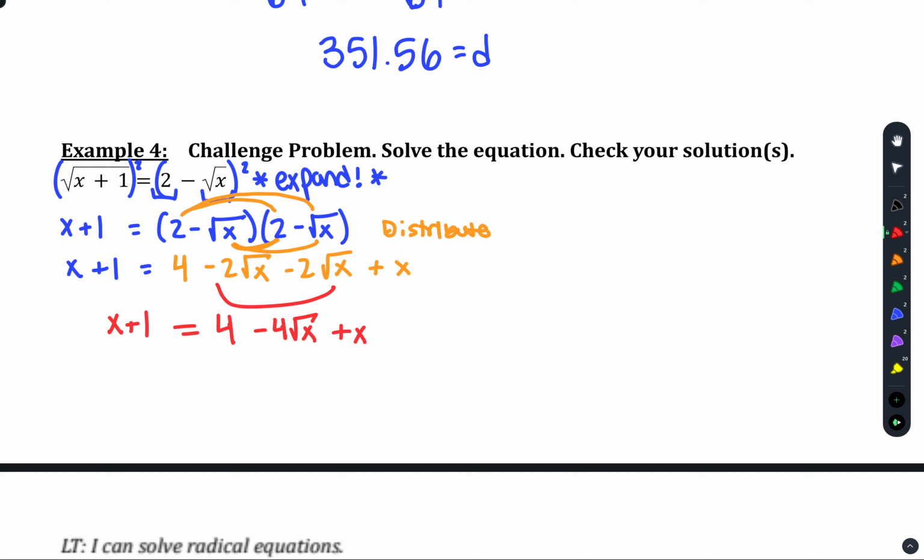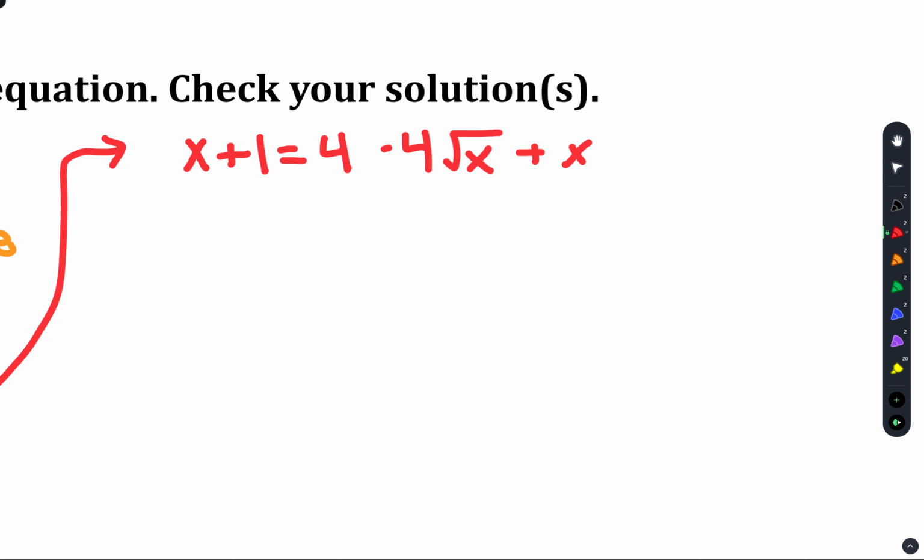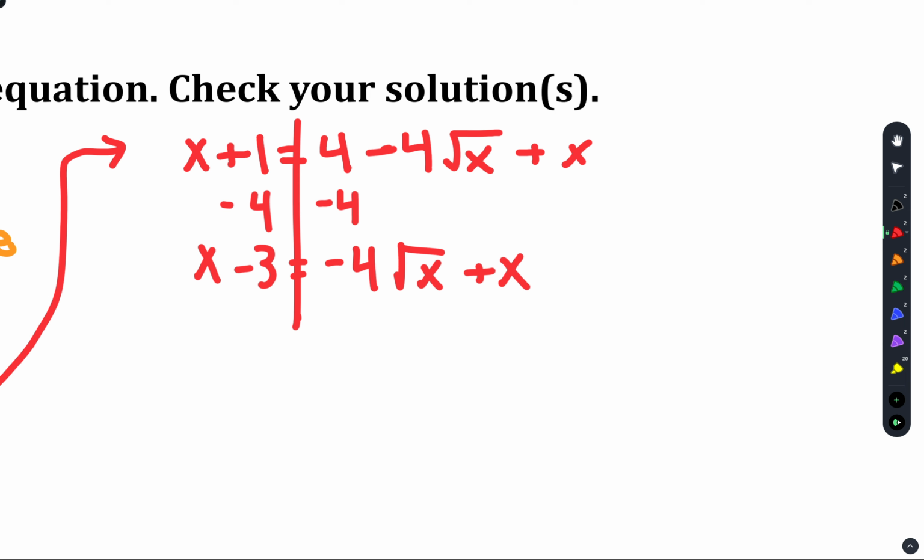So I'm going to start a new line over here. X plus 1 equals 4 minus. Okay, so I'm just rewriting this over here. Brand new problem. I got to isolate that radical x. What am I going to do first? Beautiful. That's x minus 3 equals negative 4 square root of x plus x. Then what? Beautiful. What happens to that minus x on both sides? They're going to cancel each other out. Negative 3 equals negative 4 square root of x.